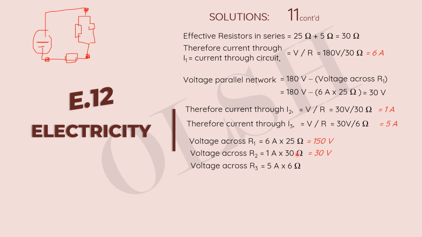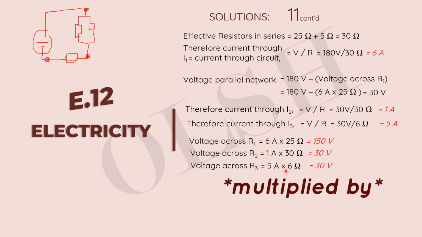Voltage across R3 is 5 amps, which we got here, multiplied by its resistance, which is 6 ohms. If you multiply that, you have 30 volts. So you can see that the voltage across this one is the same voltage across this one, because they are both connected to the same nodes.